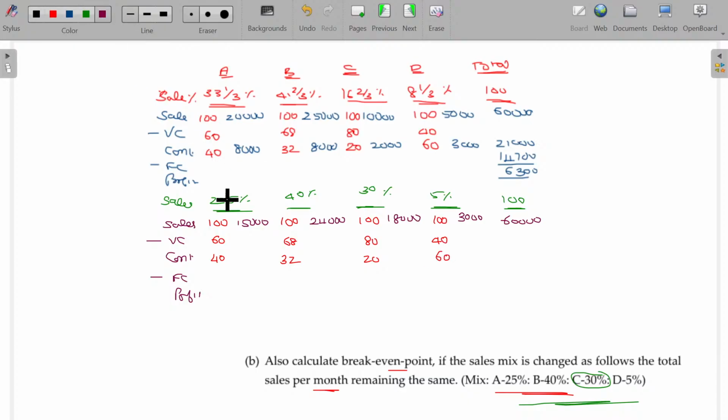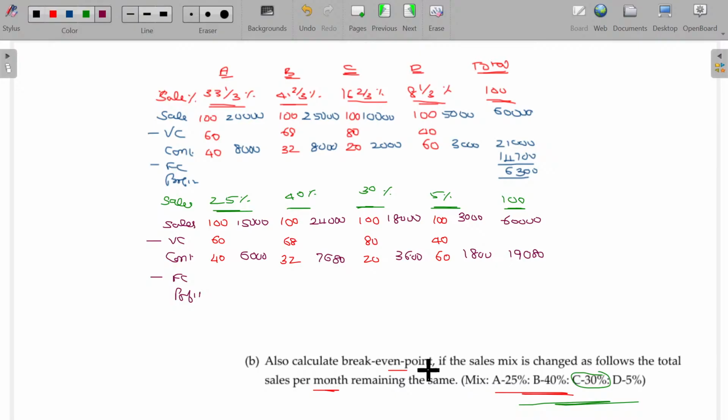Out of 15,000 sales of A, contribution at 40 percentage is 6,000. For B, 32 percentage on 24,000 is 7,680. 20 percentage on 18,000 is 3,600. 60 percentage on 3,000 is 1,800. So the total contribution is 19,080.